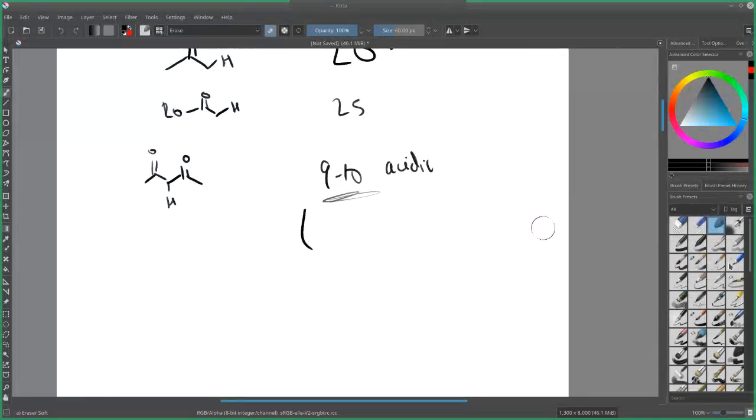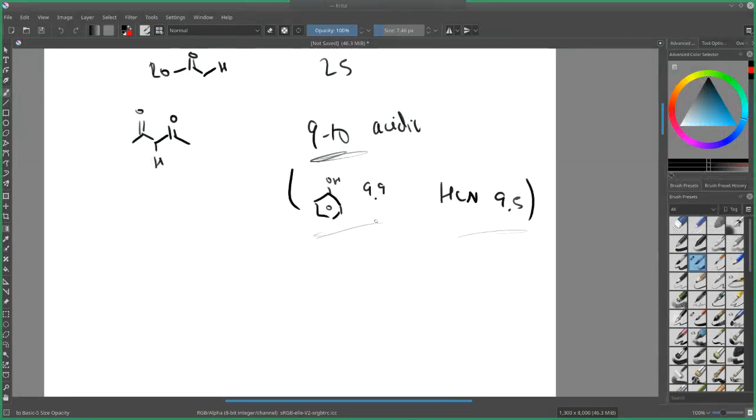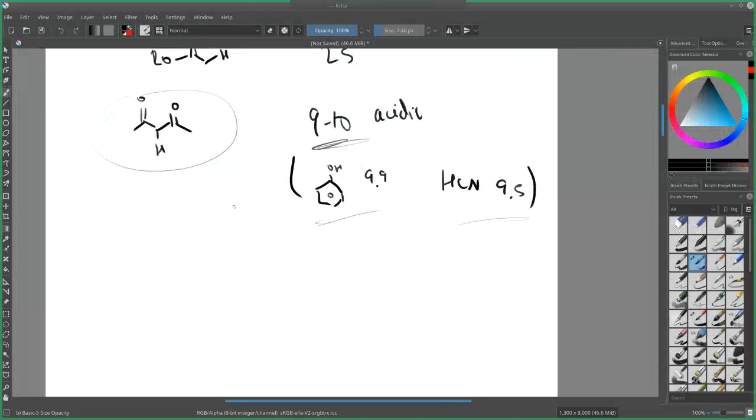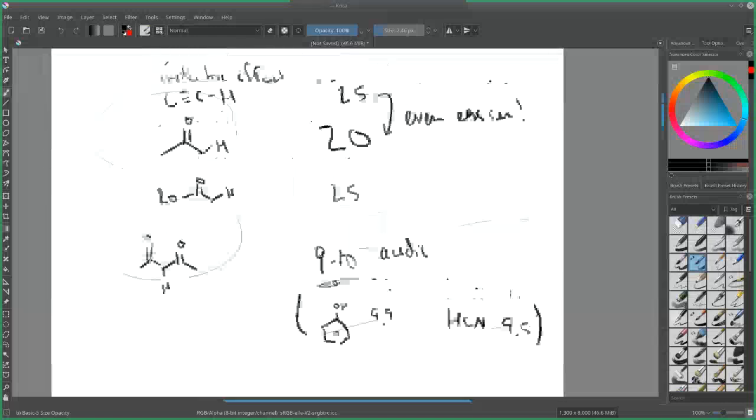Phenol is like 9.9, or HCN, which you would definitely call an acid, is around 9.5. So other things that you would definitely call acidic, this falls in that category as well. So this is an easy thing to work with. It's super powerful because you could do a whole bunch of reactions with this stuff.